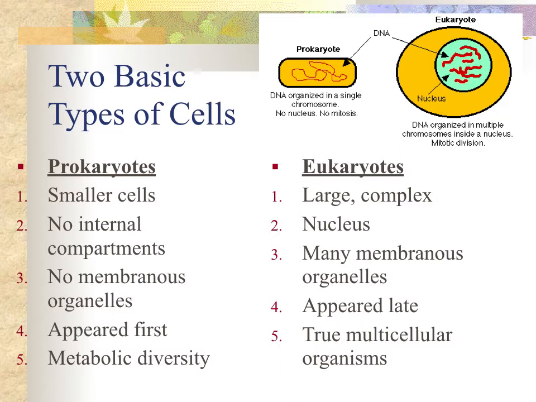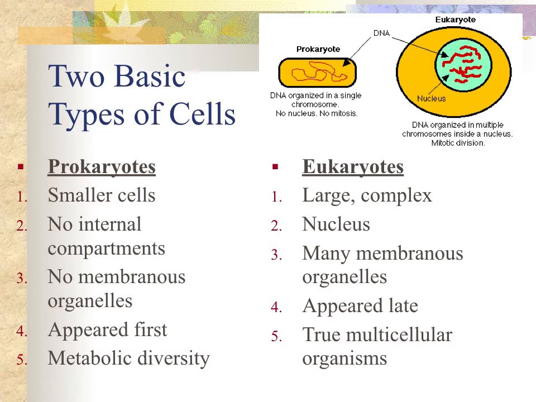Eukaryotic cells, on the other hand, are large, and they're very complex with lots of internal structures like the nucleus, the mitochondria, things like that. These separate membranous compartments inside we call organelles. These appear late in the fossil record, maybe the last billion years or less, and all multicellular organisms, truly multicellular organisms, are eukaryotes: plants, animals, fungi, and even some microscopic organisms.